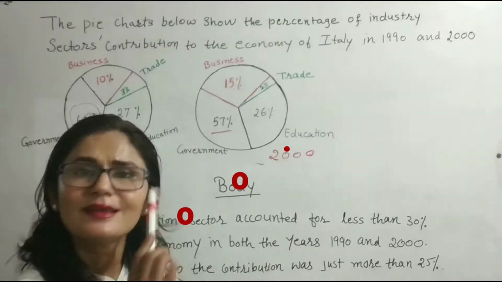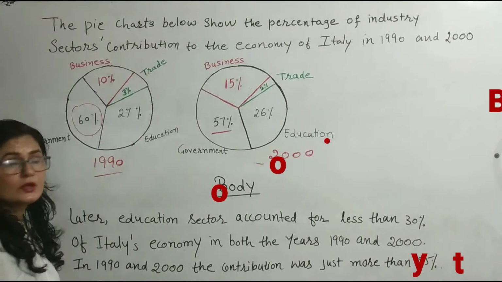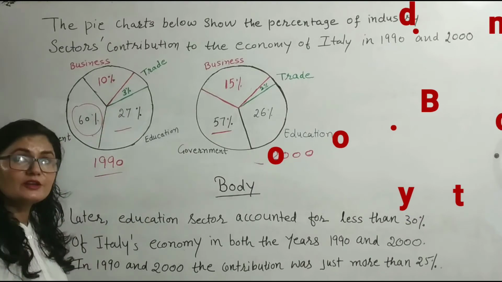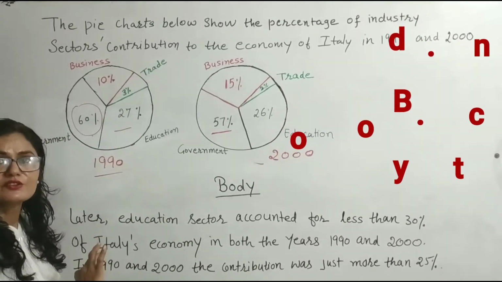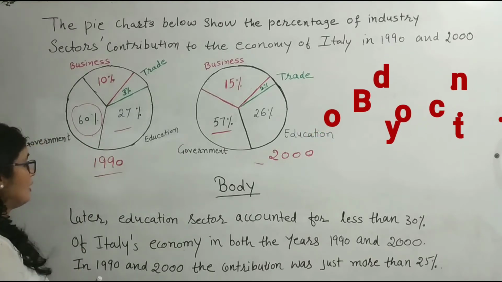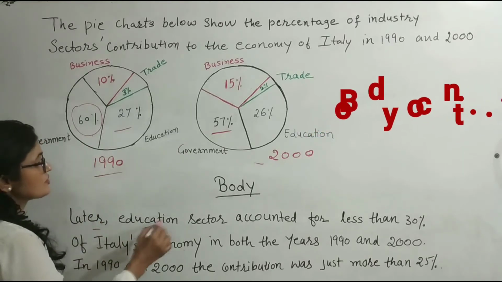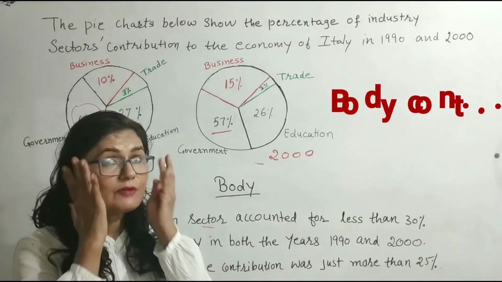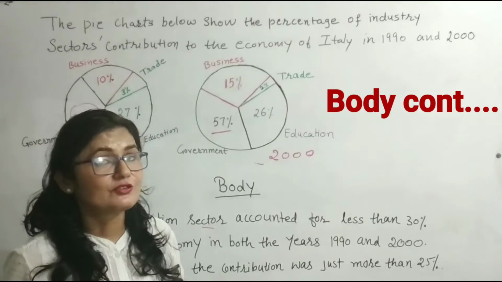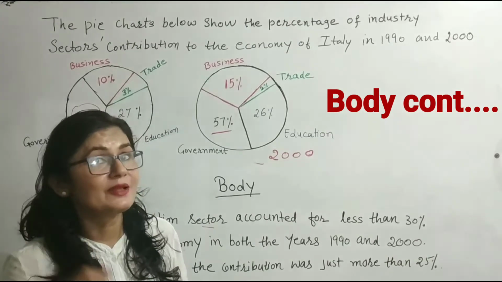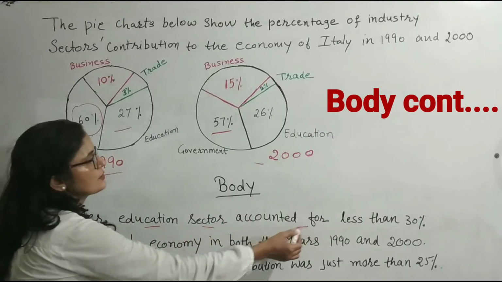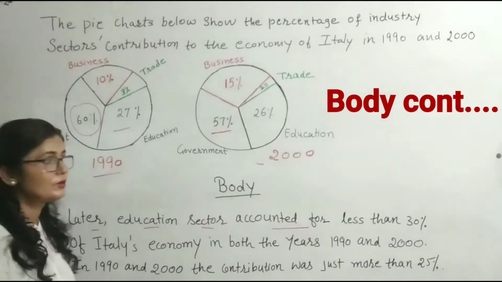I'm moving ahead. After government sectors, you can move towards the education sector also. Just move clockwise or anti-clockwise, or you can take from the middle also. Anyhow, later the education sector. See, I want to give you the vocabulary so that you can get 9 bands, 8 bands or 8.5 bands. So for that, later education sector accounted for. You can use this word.